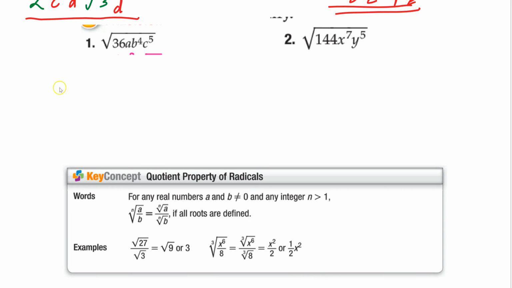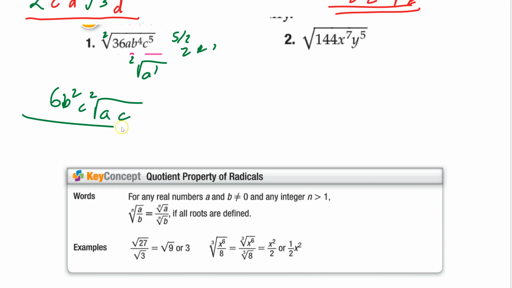Square root of 36 is 6. Square root of a, now look at this one. Let's break that down. This is a 2, 1. 1 does not divide by 2, right? There's not enough to come out, so that just stays on the inside. b4, 4 divided by 2 is 2, so b squared. c5, 5 divided by 2 is 2 remainder 1. So 2 c's on the outside, 1 on the inside.